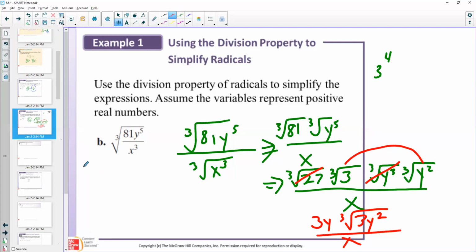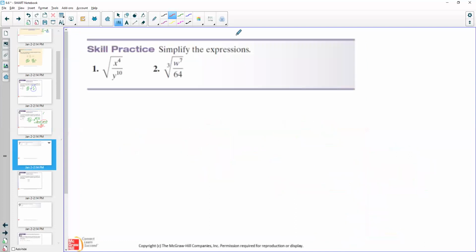All right. Try them again if you're stuck. It's okay. So try this one. You try it yourself. Let's see what happens. So the first one, I'm going to break up the square root of x to the 4th over the square root of y to the 10th.